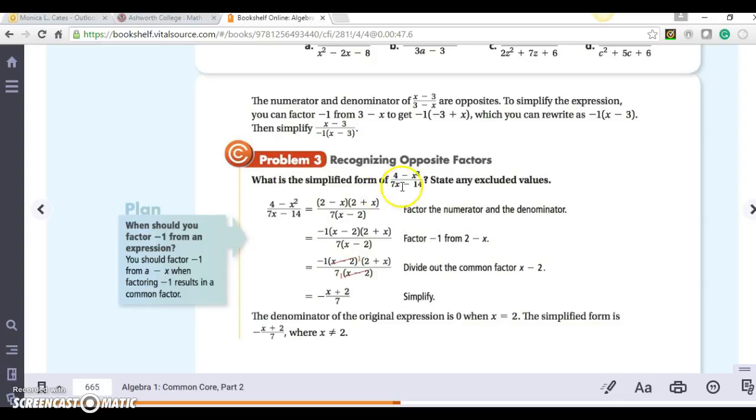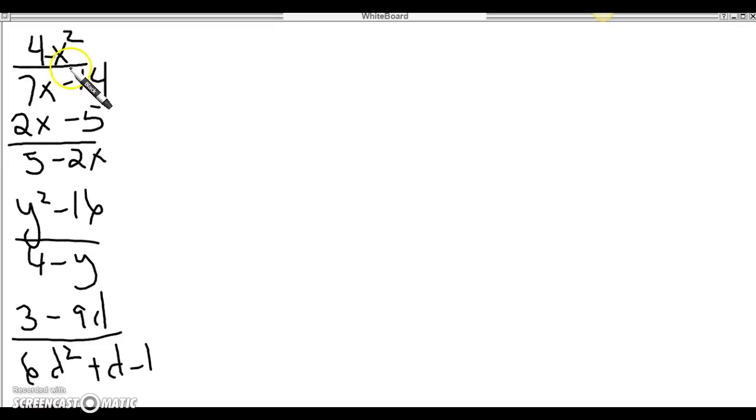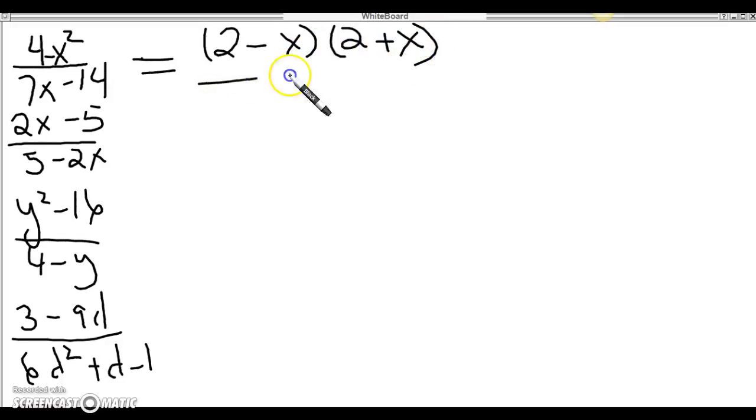So let's take a look at some examples. Here I have 4 minus x squared over 7x minus 14. So if I factor, up top, because it's the difference of squares, I get 2 minus x times 2 plus x, all over 7 times x minus 2. So notice I have opposites. So I'm going to pull out a negative.